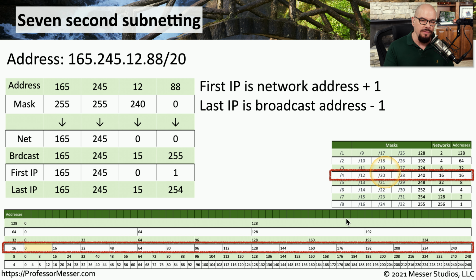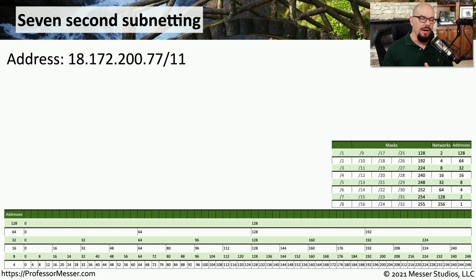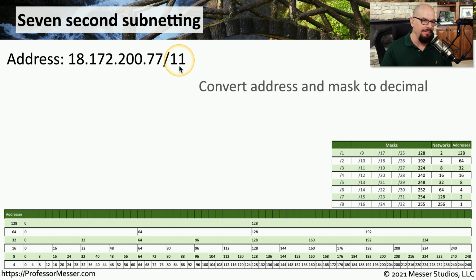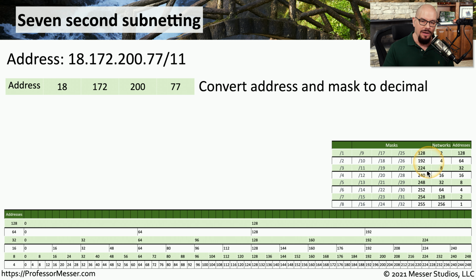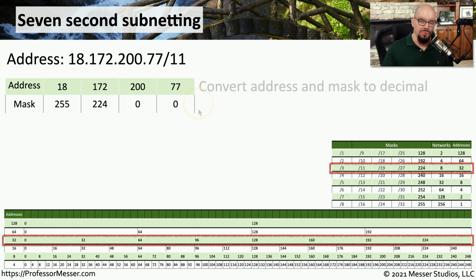But you're able to use both of these charts to determine any combination of these regardless of what subnet mask might be provided. Let's change up our IP addresses and perform the same process again. In this case, we'll use 18.172.200.77/11. We'll convert that IP address and subnet mask to decimal, and we may want to look at our chart and see that a /11 is in the second subnet, and we can see that it converts to a 224, meaning that our subnet mask is 255.224.0.0.